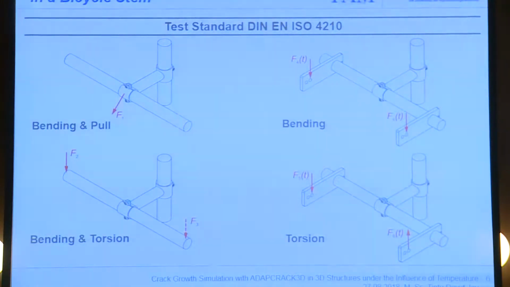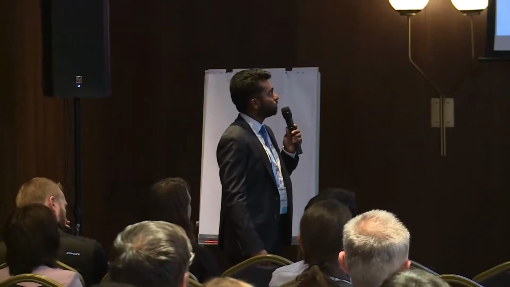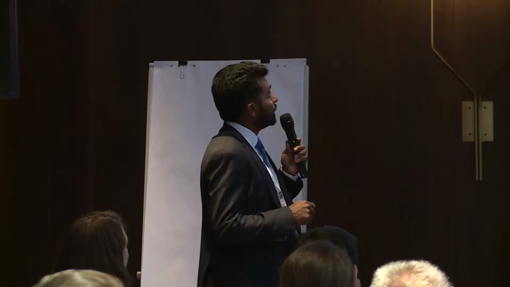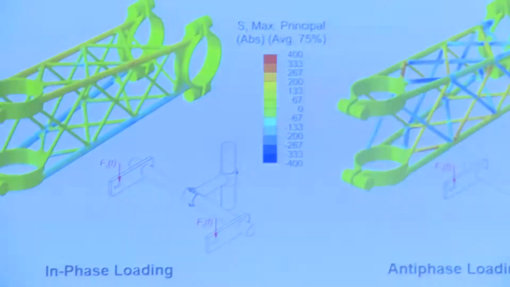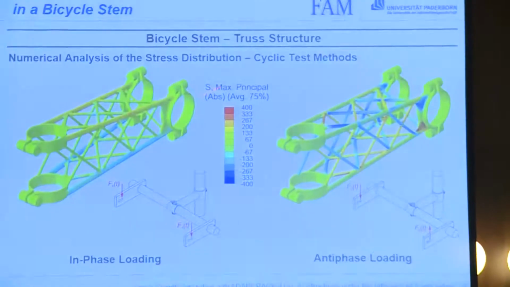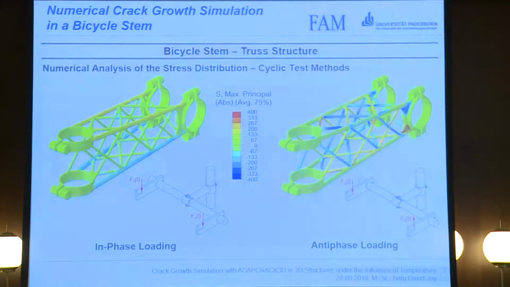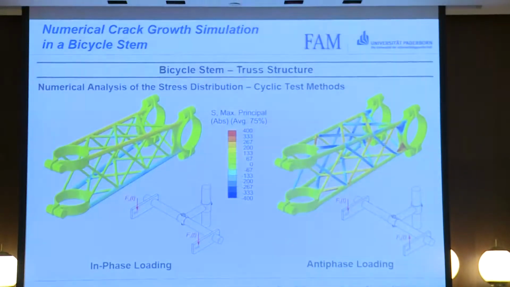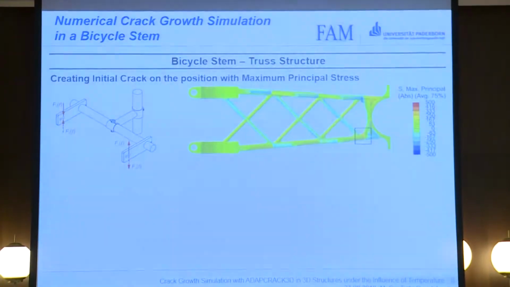According to the industrial standard ISO 4210, there are various cyclic and static test methods which have to be performed on a bicycle stem so that it will be able to withstand all the forces. So it can be bending and pull, bending and torsion. And among all these cyclic and static tests, the cyclic ones are the more critical ones, and among the cyclic tests, the anti-phase loading is the more critical one. So you can see here there is a high maximum principal stress as compared to the one on the left. So we have chosen the anti-phase loading to be tested in ADAPCRACK3D.